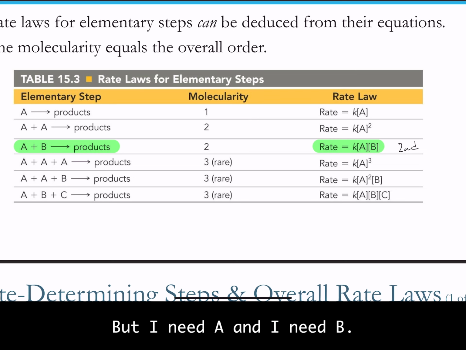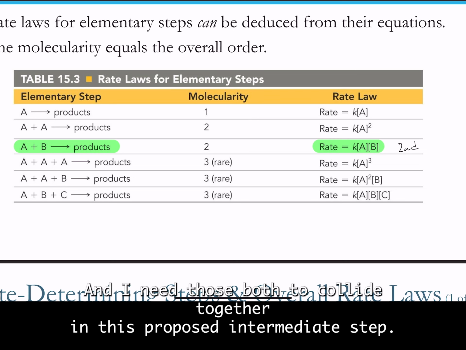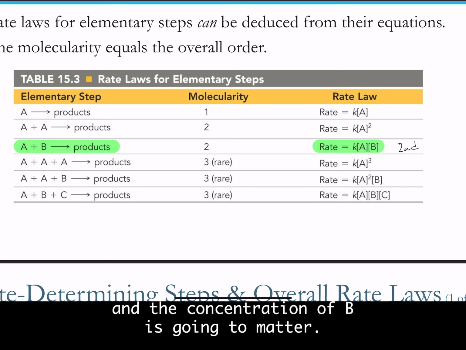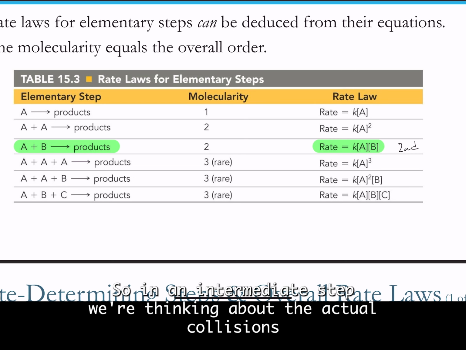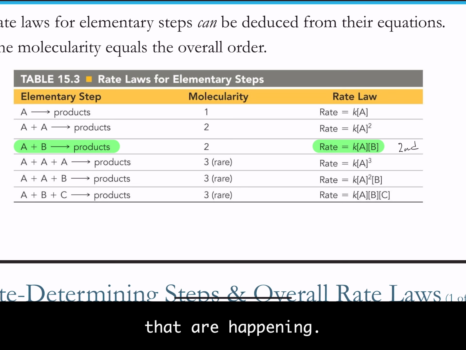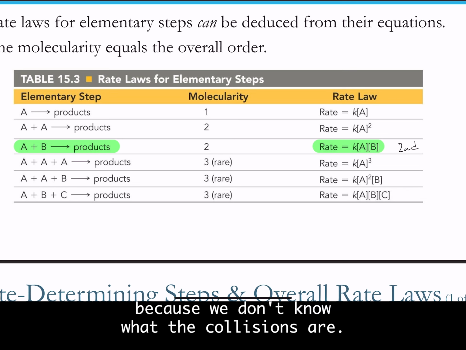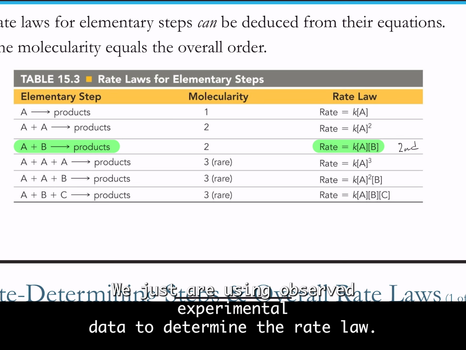But I need A and I need B, and I need those both to collide together in this proposed intermediate step. And so, of course, the concentration of A is going to matter and the concentration of B is going to matter. So in an intermediate step, we're thinking about the actual collisions that are happening, whereas in an overall reaction, we've hidden all of that information. Because we don't know what the collisions are, we just are using observed experimental data to determine the rate law.